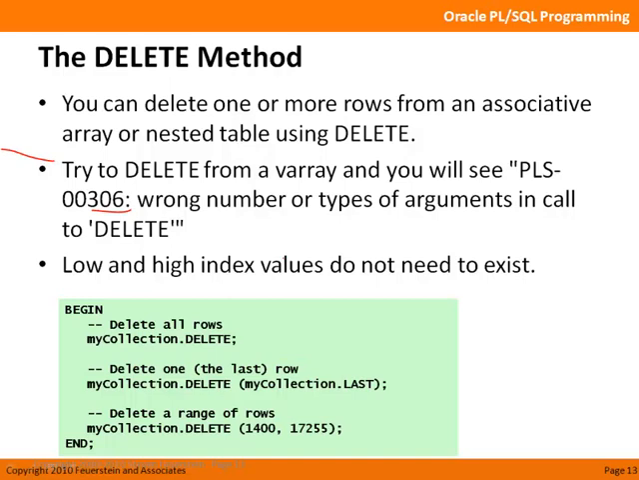First, I can simply say .delete, so there's my method attached to my variable. .delete says get rid of everything in my collection, empty it out. So the count after a delete like that is 0, always 0. I can specify a single element to be removed from my collection. In this case, I'm saying get rid of the end of the list, but I could specify any index value. And I can also specify a range of values. So get rid of everything between 1400 and 17,255. And if you do specify a range, these index values do not have to be defined. Anything between those two values will be erased.